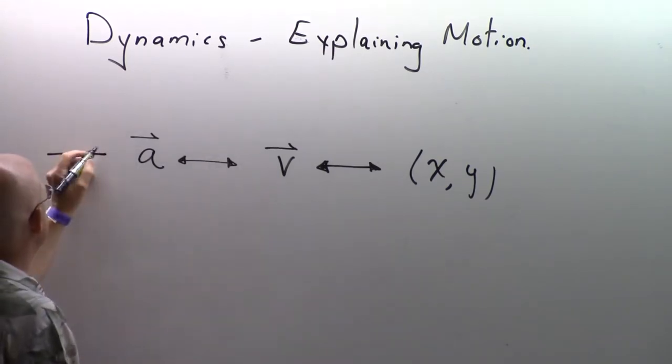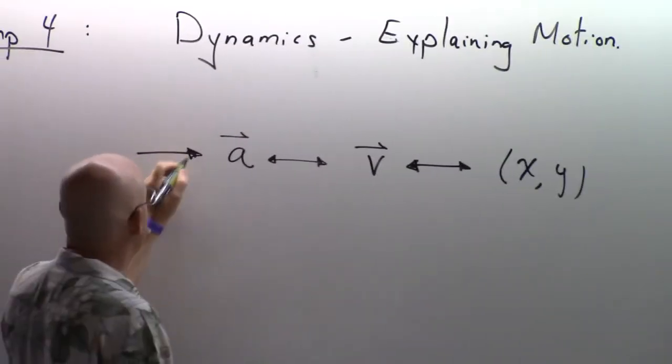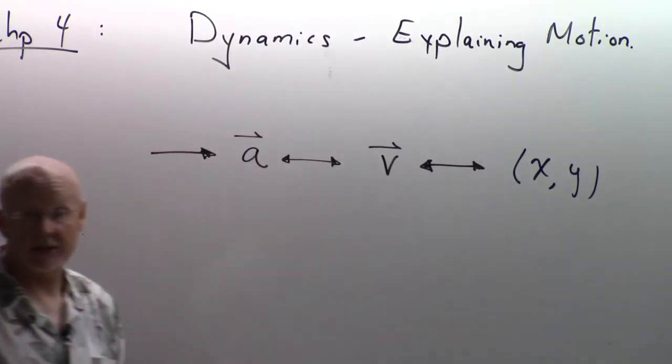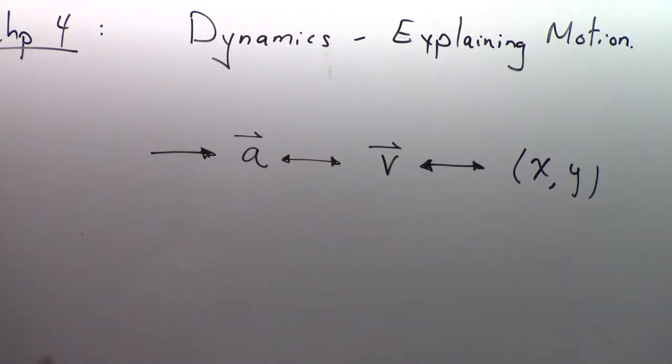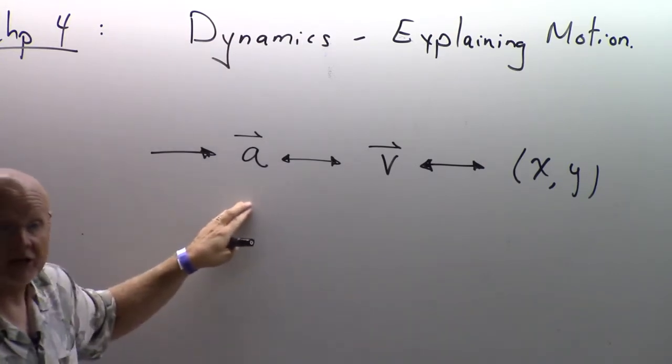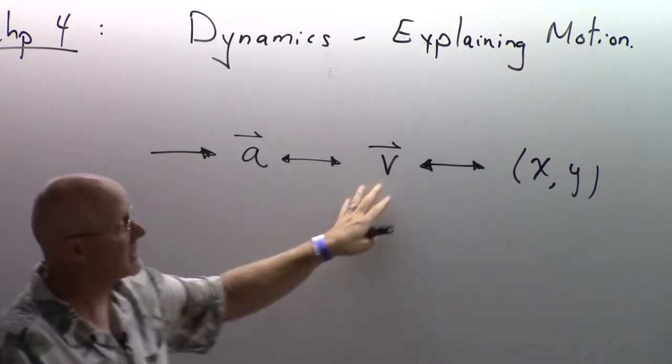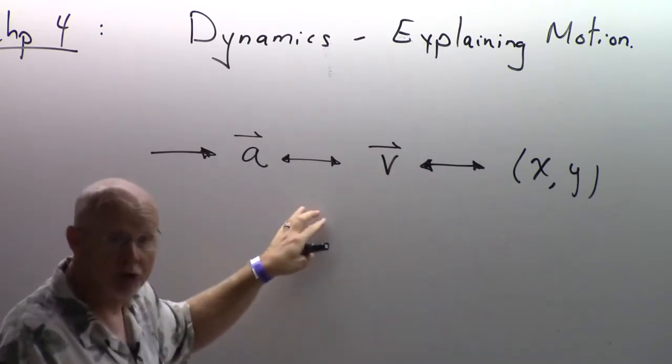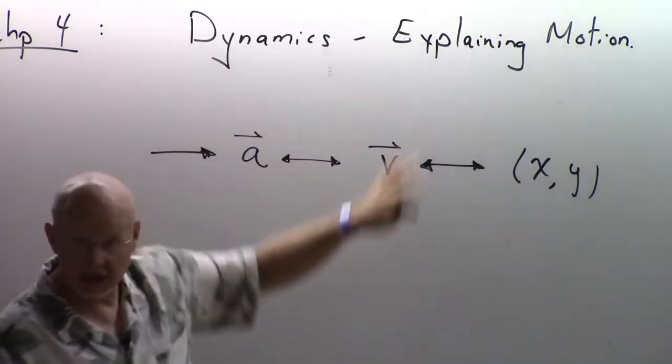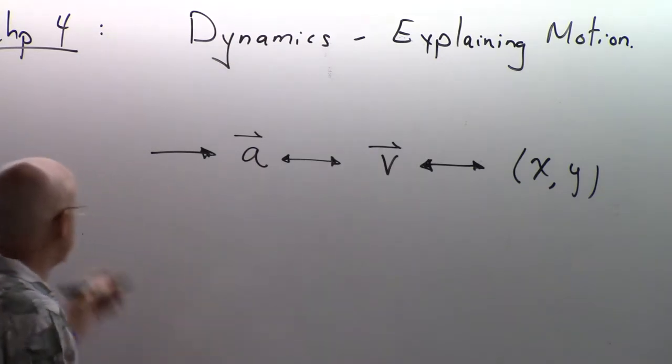So here's the next step. The next step is the dynamics. This chapter and the next chapter and the next chapter are really kind of all the same. They are, how do you get the acceleration? Once you get the acceleration, you can get velocity and position, but how do you get the acceleration? What causes the acceleration? What is the cause of it?